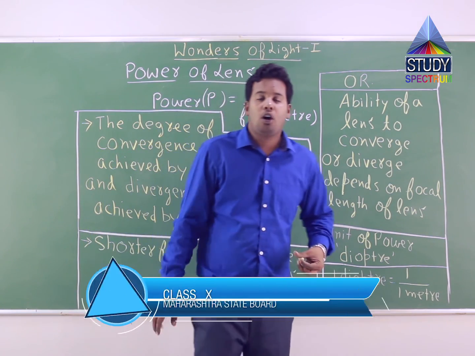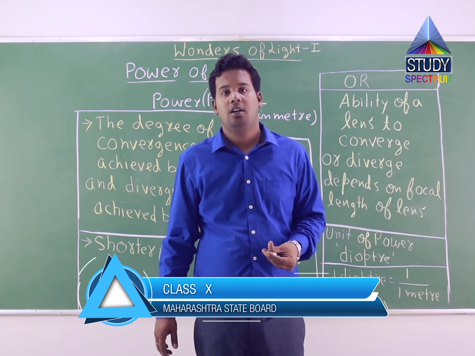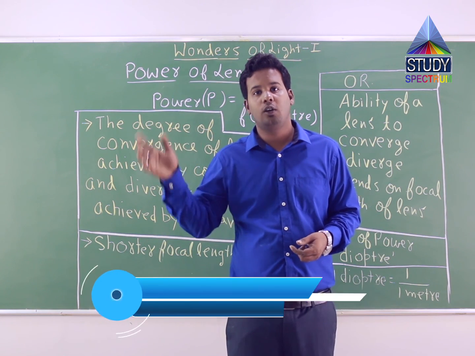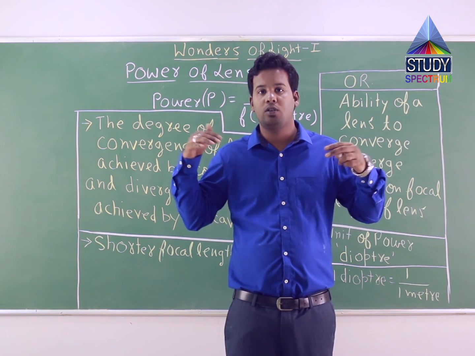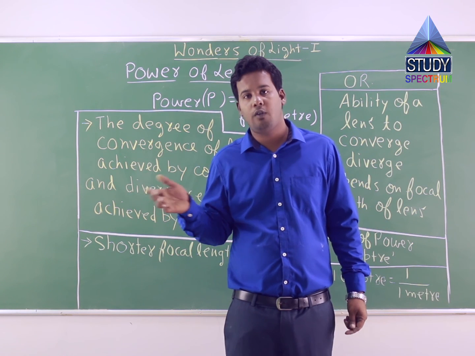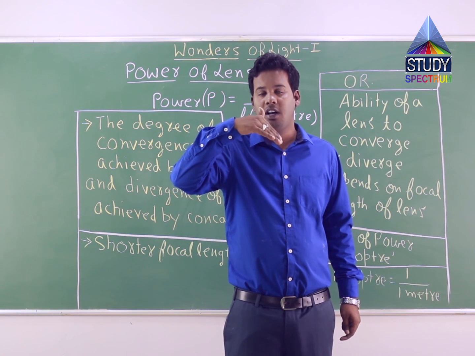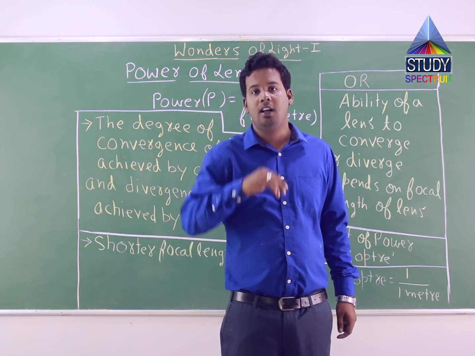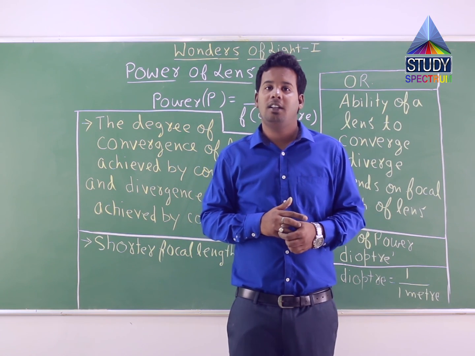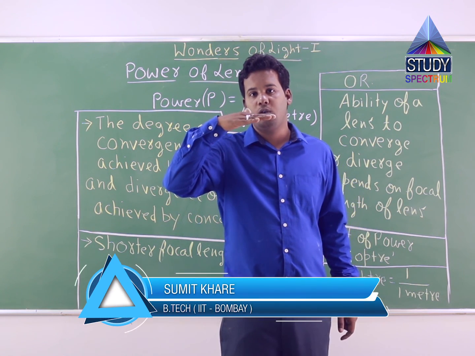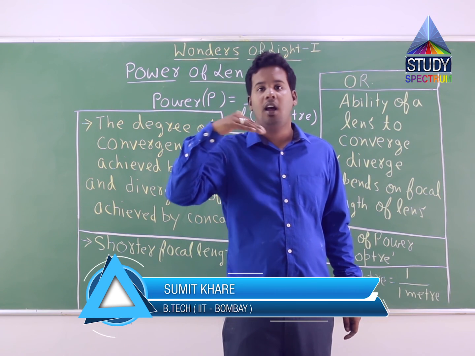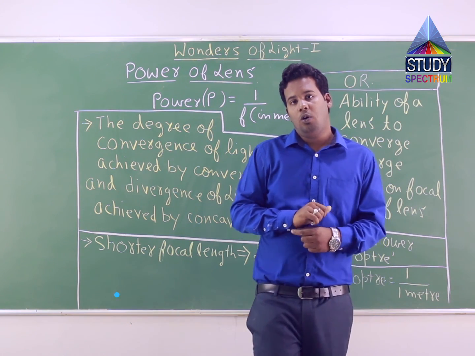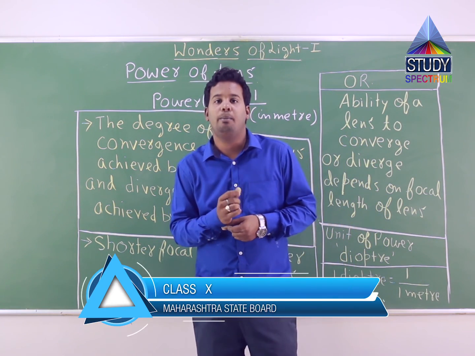So whenever we talk about the power of a lens, we always have to consider the focal length of the lens. If the focal length of the lens is big, then it will not produce larger angles. If the lens is a convex lens, it will not produce a larger converging angle. If the lens is a concave lens, it will not produce a larger diverging angle if the focal length is more. If the focal length is less, a convex lens will produce a larger converging angle, and a concave lens will produce a larger diverging angle. Okay, so as of now we are done with mirrors.